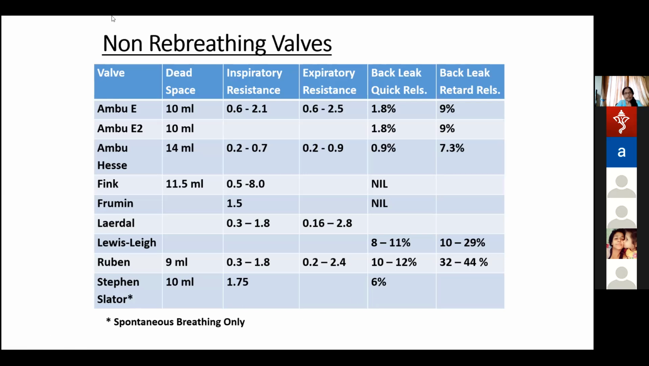Now this table, you can take a snapshot of this. I have told you everything about AMBU valves: AMBU E, E2, AMBU Hesse, Fink, Fumin, Lardell, Lewis Leigh, Ruben, Stephen Slater. So what is the dead space, inspiratory resistance, expiratory resistance, back leak, quick release, and back leak retardant? You can take a snapshot of this. In short, this will describe all the valves. If you master this, you can answer in the exam whichever valve is given.